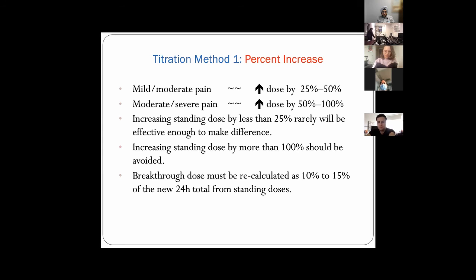And the breakthrough dose is always calculated as 10 to 15% of the total daily dose, or the 24-hour dosing.